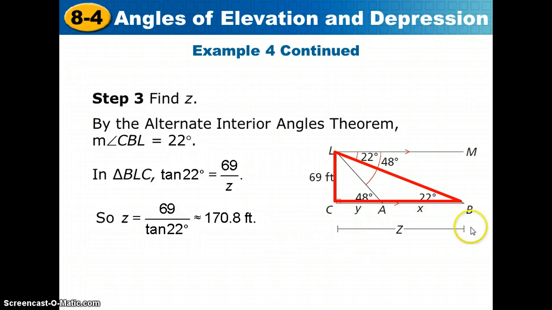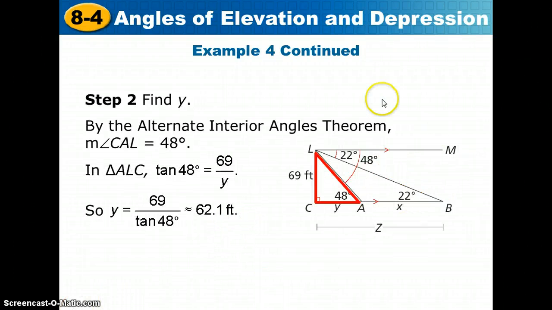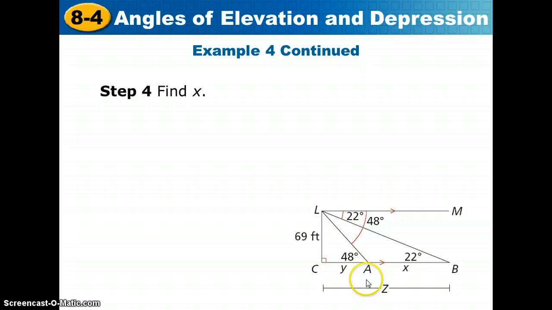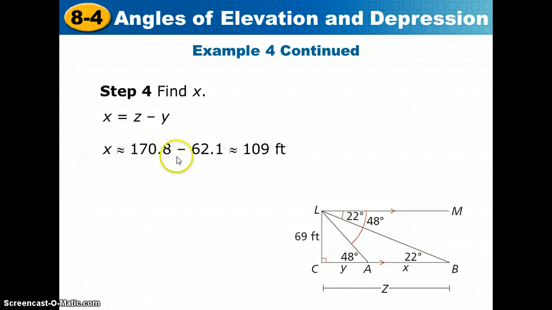All right, so we found that z is 170.8 feet. And if you go back to what we found, y was 62.1 feet. So to find x, we're going to simply take y and subtract it from z to get x. X is z minus y. So 170.8 minus 62.1 is about 109 feet. The distance between the two boats is 109 feet.